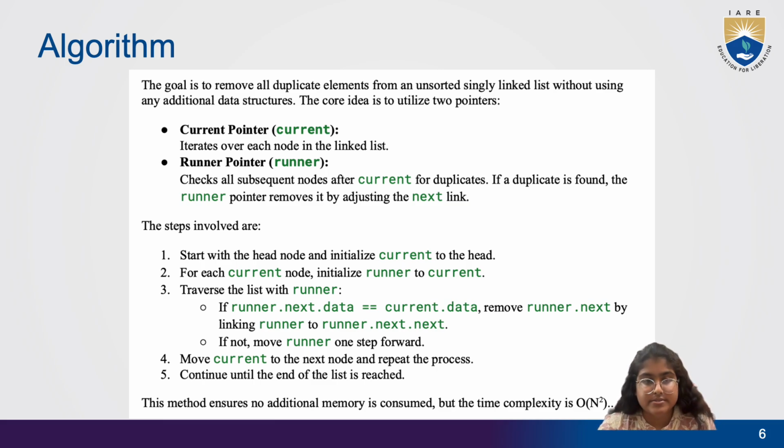This program uses two pointers. The current pointer traverses each node one by one. The runner pointer, for each current node, checks the subsequent nodes for duplicates. If a duplicate is found, we bypass it by changing the next pointer. This direct pointer manipulation ensures no extra space is used. While simple and effective for small lists, the trade-off is O of n squared time complexity, which becomes a bottleneck for very large datasets.